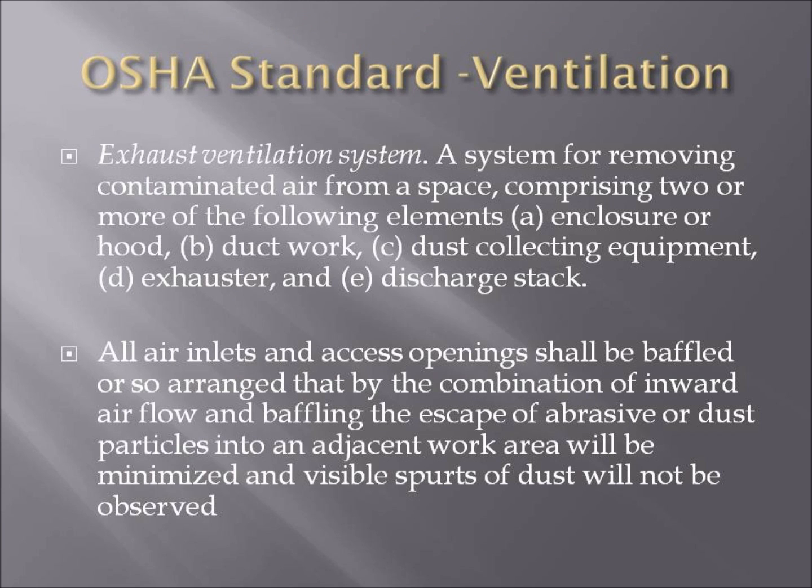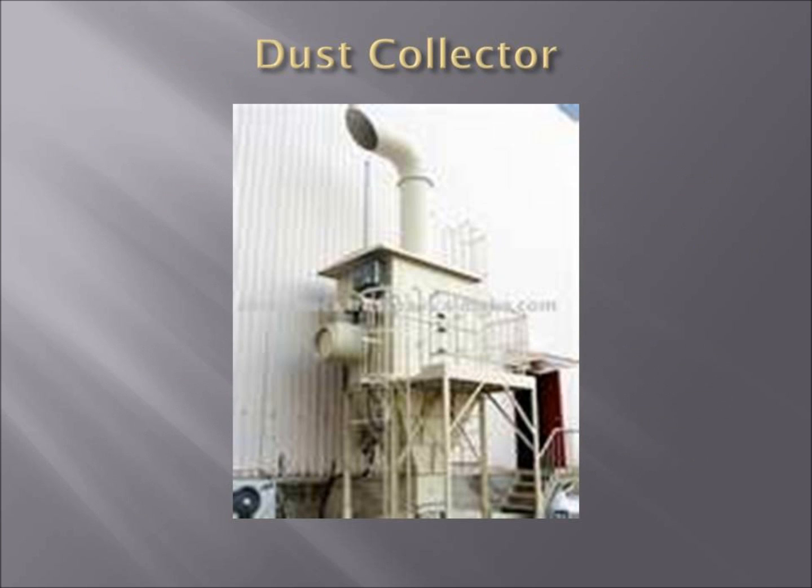You need an exhaust ventilation system, which is a system for removing contaminated air from a space, comprising two or more of the following elements: enclosure or hood, ductwork, dust collecting equipment, exhauster, and discharge stack. All air inlets and access openings shall be baffled or so arranged that, by the combination of inward airflow and baffling, the escape of abrasive or dust particles into an adjacent work area will be minimized and visible spurts of dust will not be observed. This is a picture of a dust collector outside a facility.